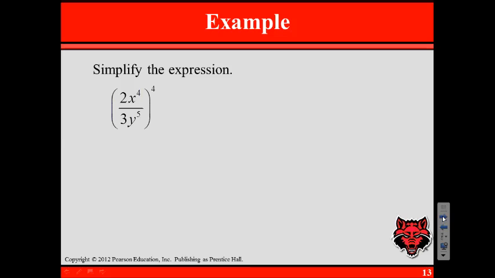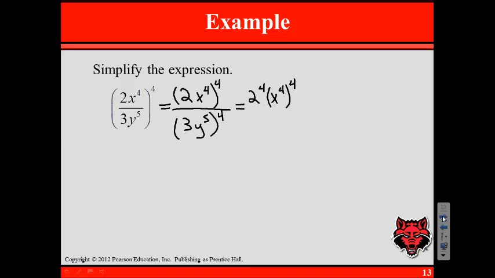Example that contains the power of a quotient rule. Here we have 2x to the 4th over 3y to the 5th, all being raised to the 4th power. So we start using our power of a quotient rule, which says we can rewrite this as the numerator raised to the exponent over the denominator raised to the exponent. Once we do that, we can use the power of a product rule in both numerator and denominator. And this would become 2 to the 4th power, x to the 4th raised to the 4th power, all over 3 to the 4th power, y to the 5th to the 4th power.